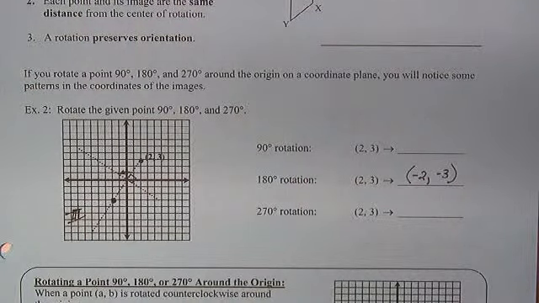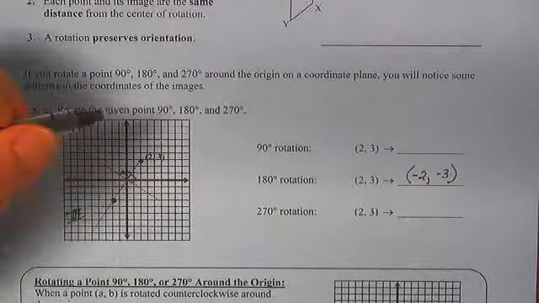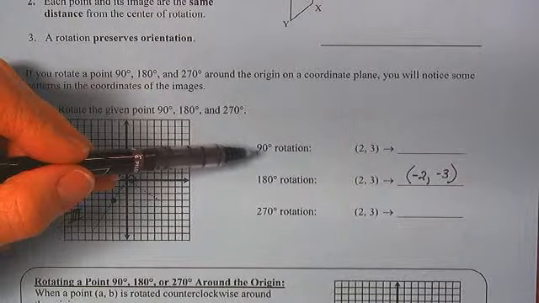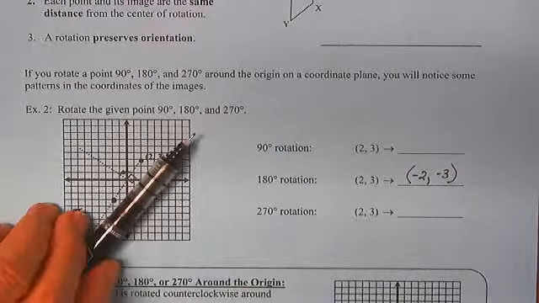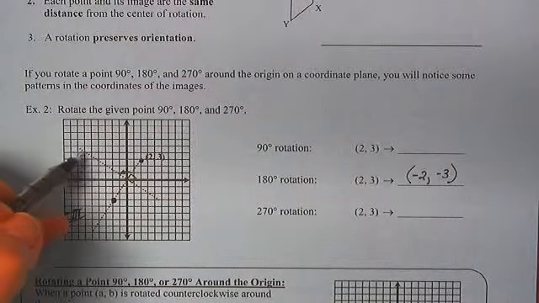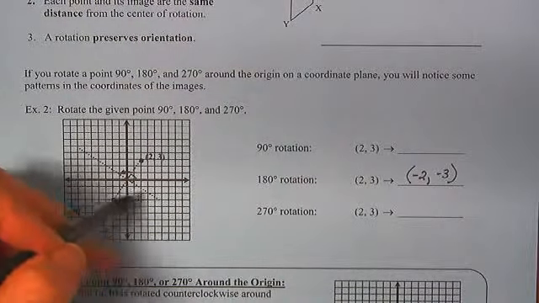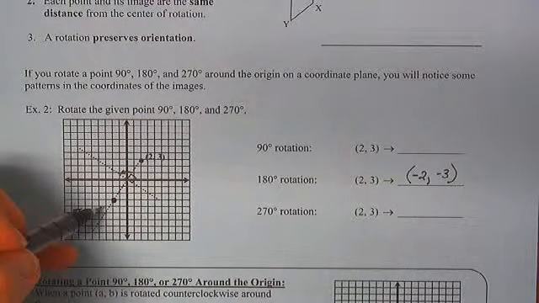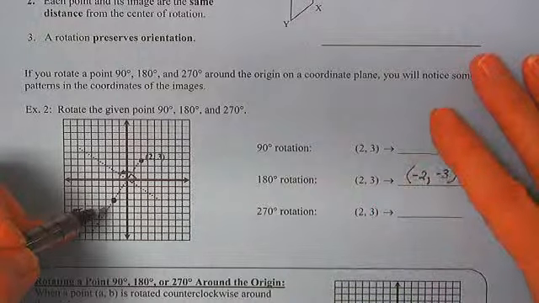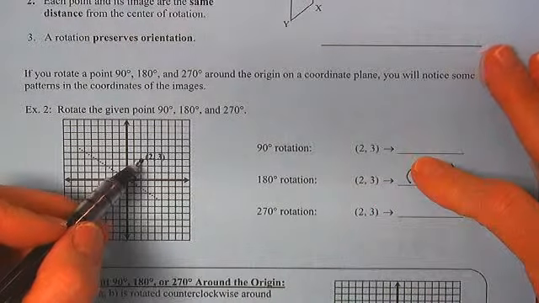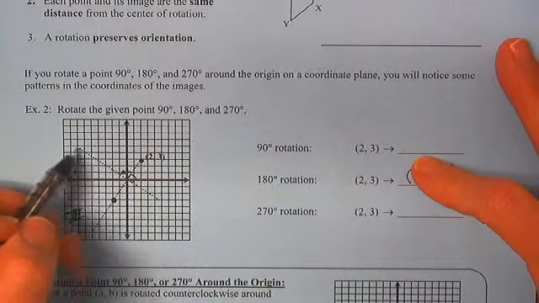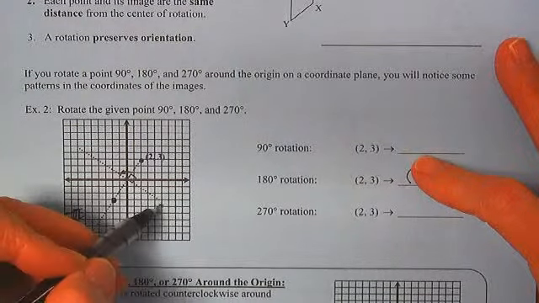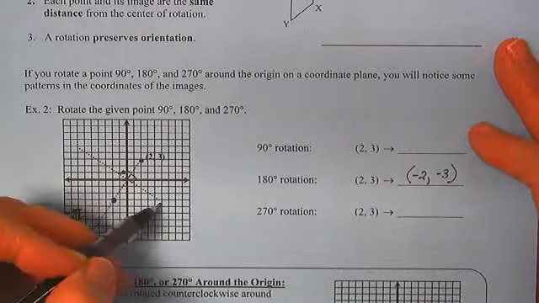Well, okay then, how are we going to figure out a 90-degree rotation? We know that we have to have a line perpendicular to this line, right? Because that's the definition of 90 degrees. So if we're only going to rotate 90 degrees, our new point has to show up somewhere on this dotted line.